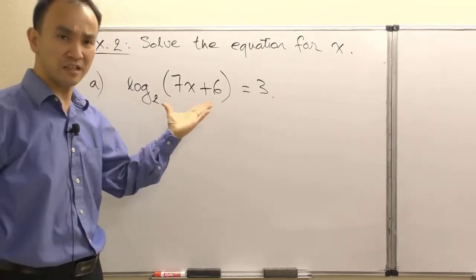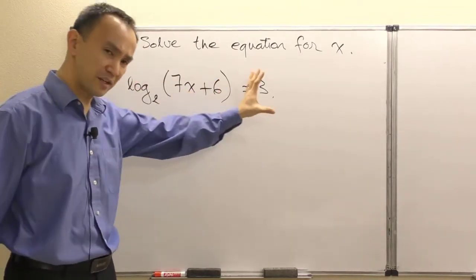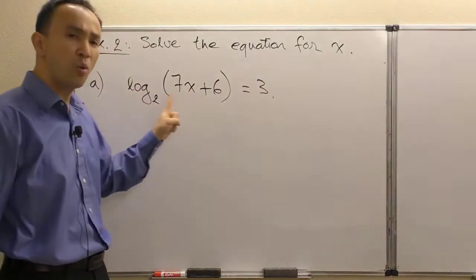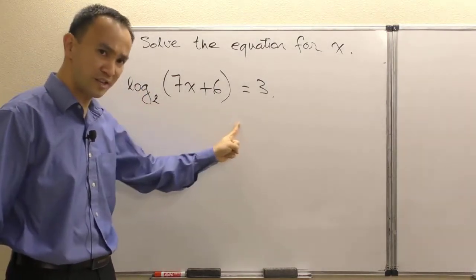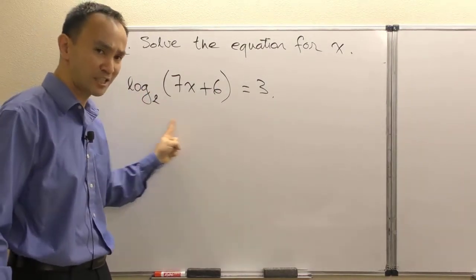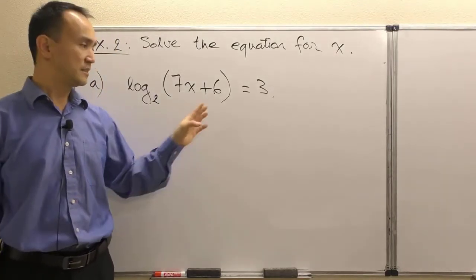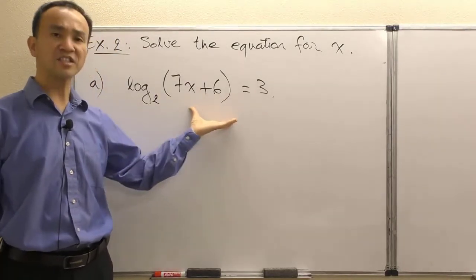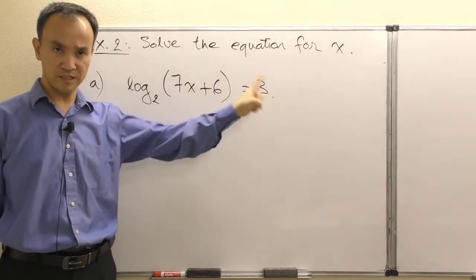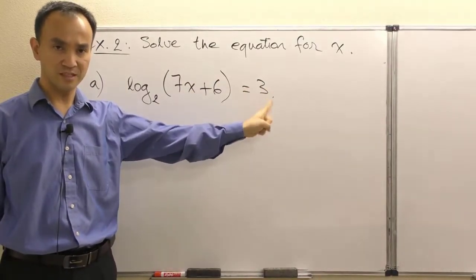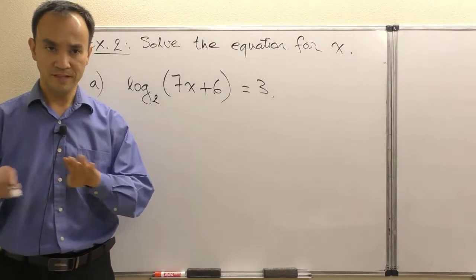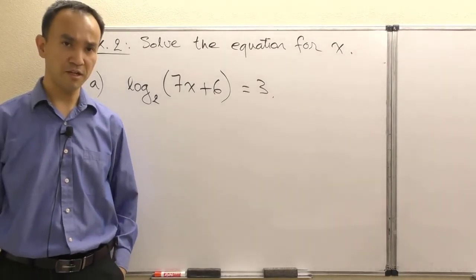So what's in a logarithmic equation? A logarithmic equation is an equation where there's only one single log term. The whole thing here is one single log term, and it equals, aside from that single log term, the opposite side is a constant. That's all it can be.